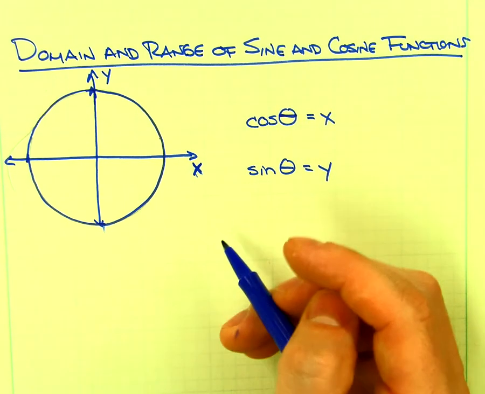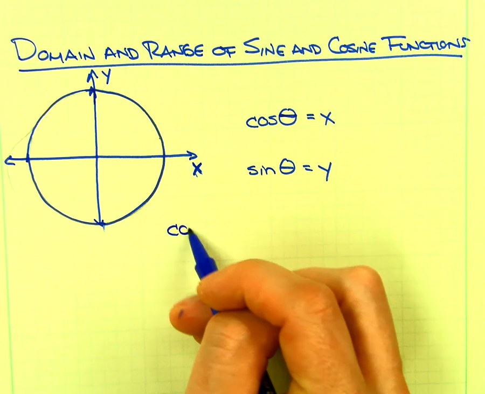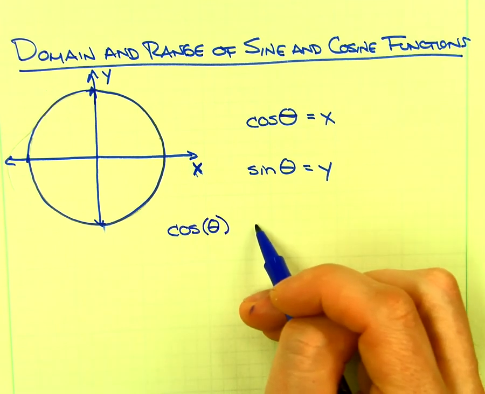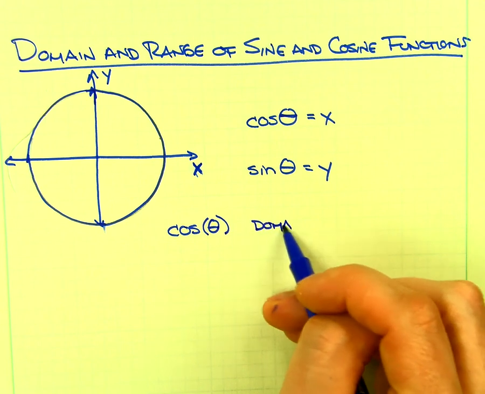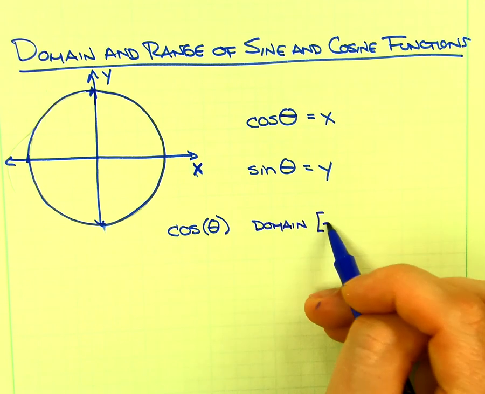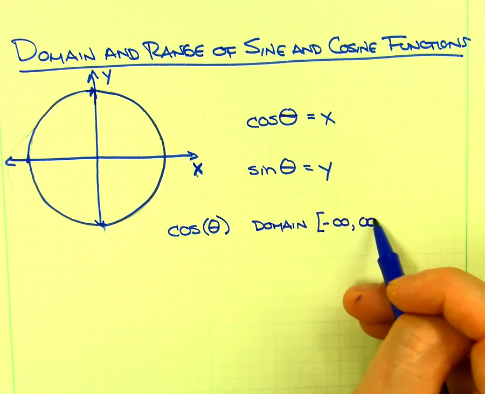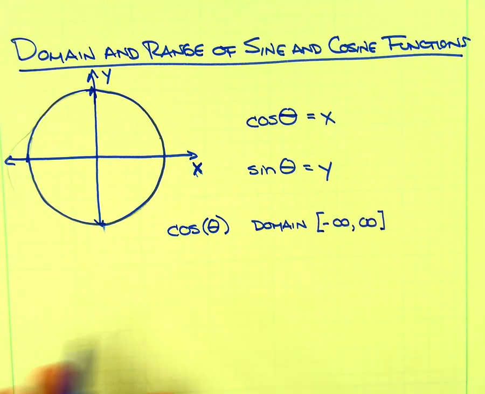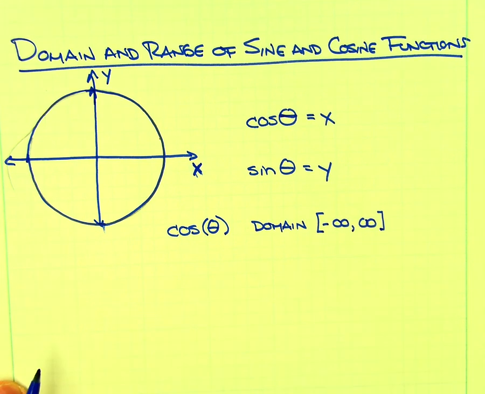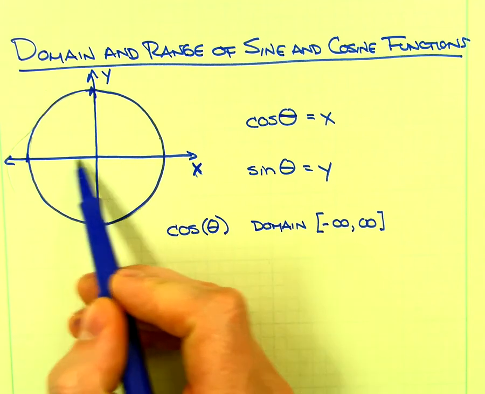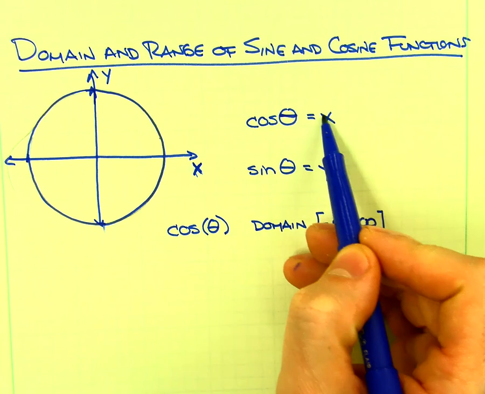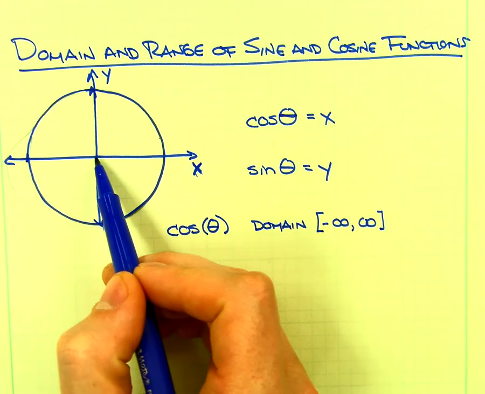So basically, the domain of the cosine function, cosine of theta, has domain from negative infinity to infinity. And this doesn't matter if I'm talking radians, if I'm talking degrees, whatever. The domain isn't limited. However, the range is. Okay, so the range is what my x values are going to be, right? So theta is spinning around. Now my x values are going to be associated with the range in this case.